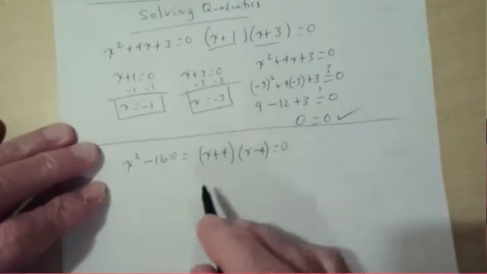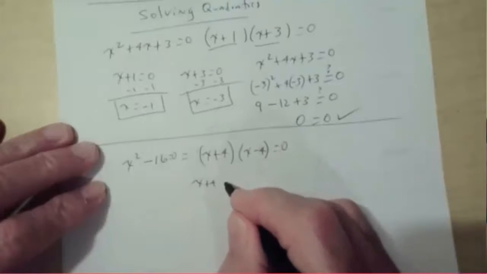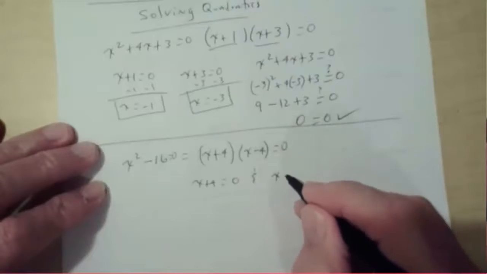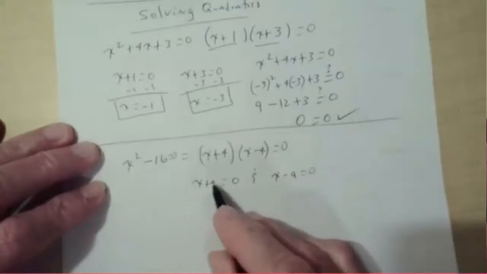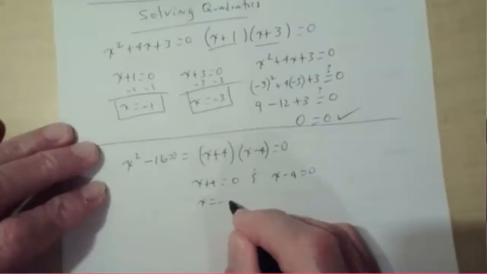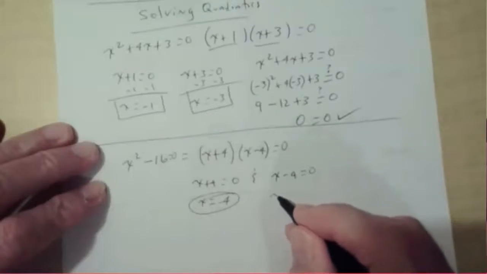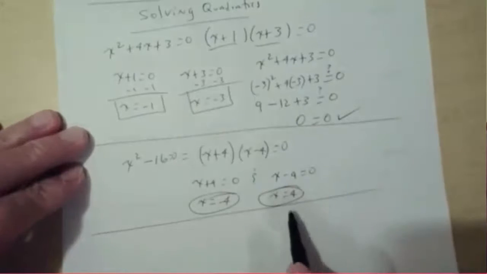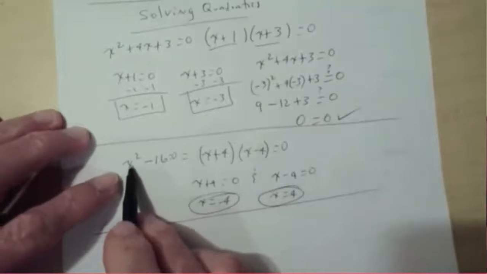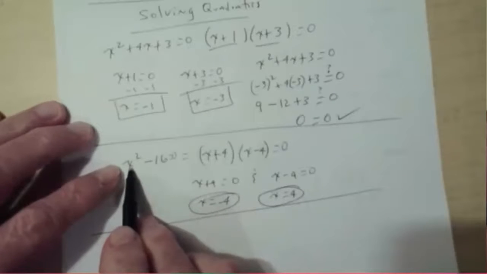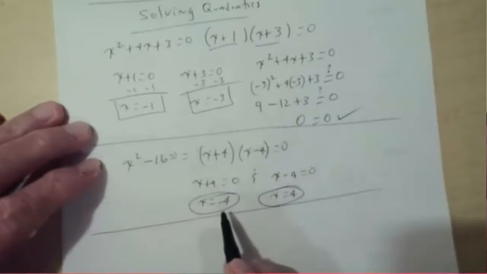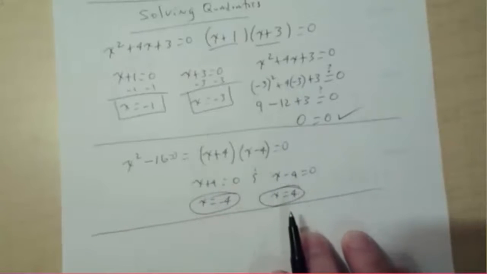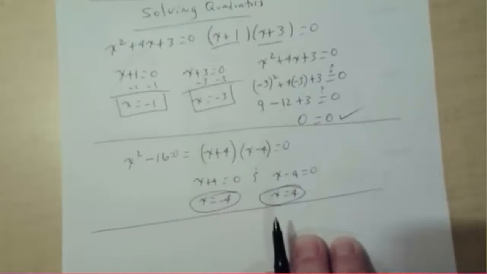Set each one of these equal to 0, so x plus 4 equals 0, and x minus 4 equals 0. Solve this, you get x equals negative 4 and x equals positive 4. Plug this back into here. 4 squared is 16. 16 minus 16 is 0. And if you did with the negative 4, it would be exactly the same. Okay?